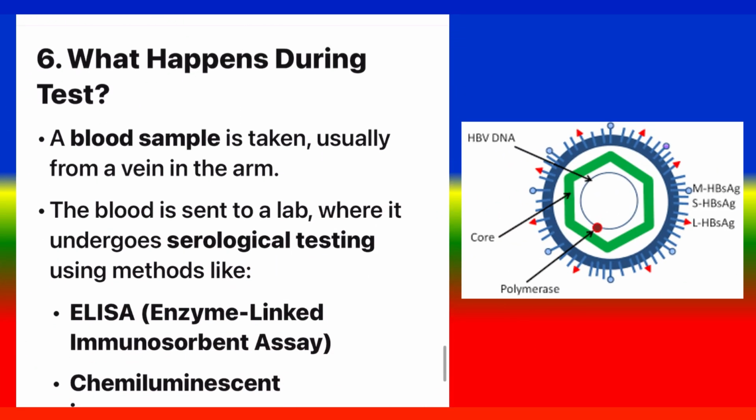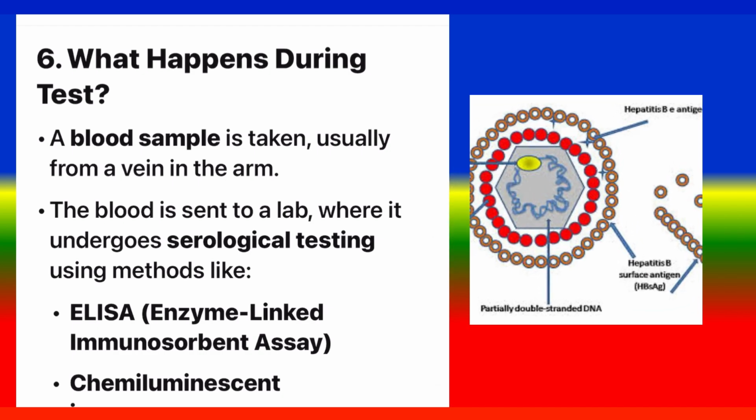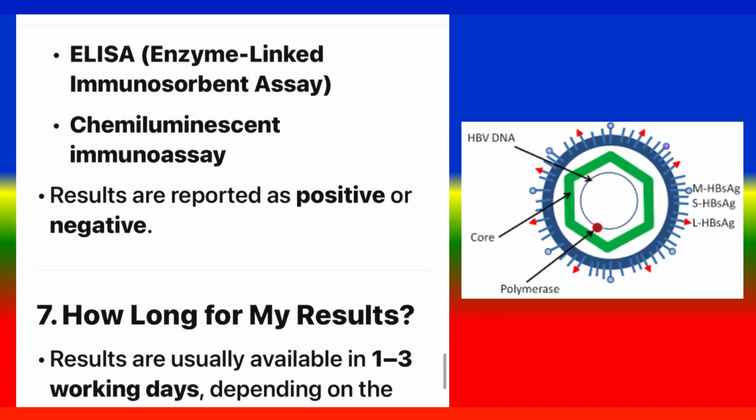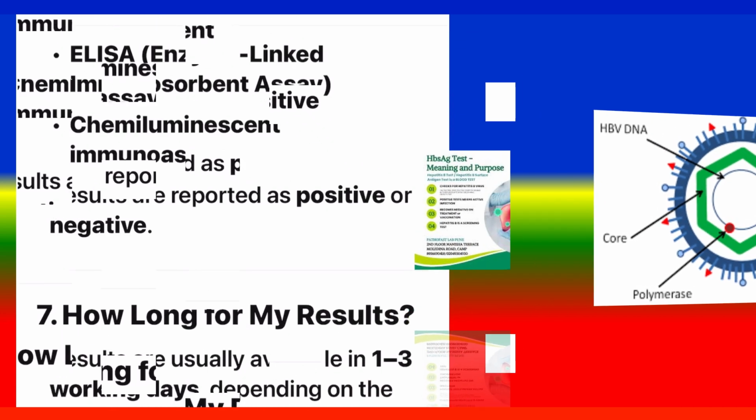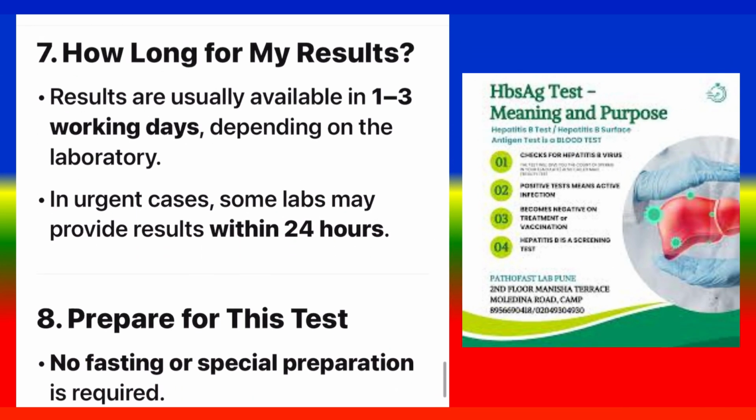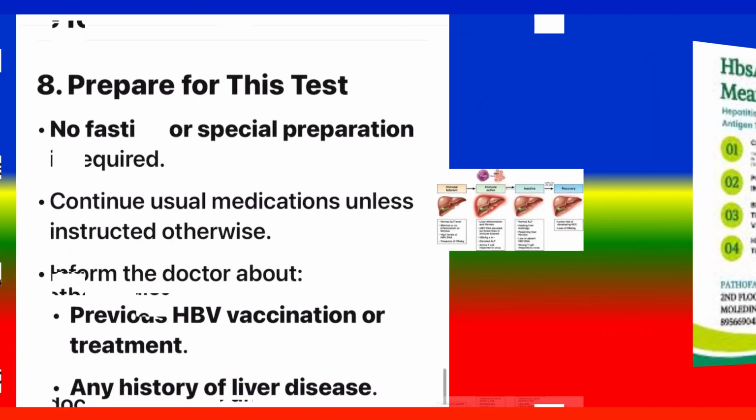Number 6. What happens during the test? A blood sample is taken, usually from a vein in the arm. The blood is sent to a lab where it undergoes serological testing using methods like ELISA, enzyme-linked immunosorbent assay, or chemiluminescent immunoassay. Results are reported as positive or negative. Number 7. How long for my results? Results are usually available in 1 to 3 working days, depending on the laboratory. In urgent cases, some labs may provide results within 24 hours.